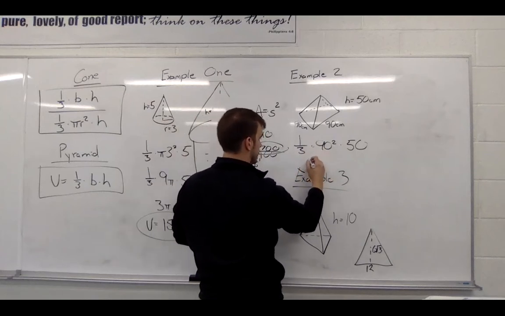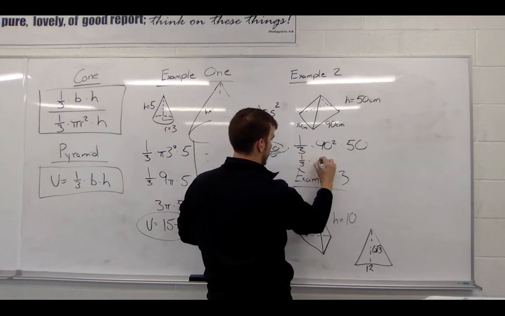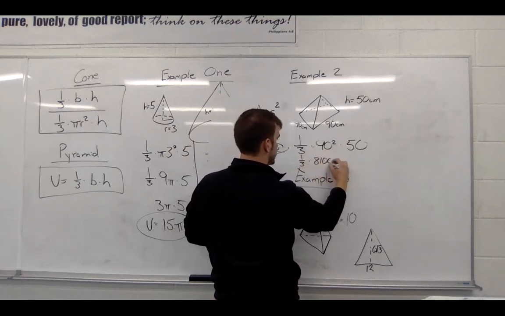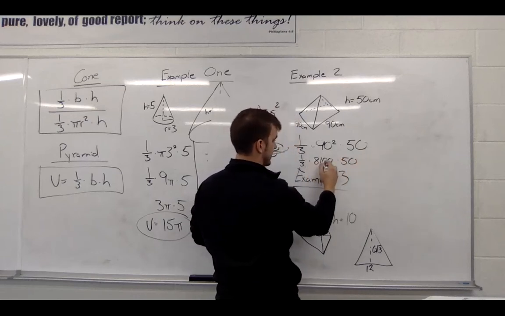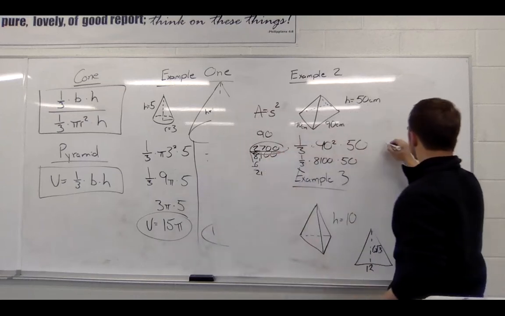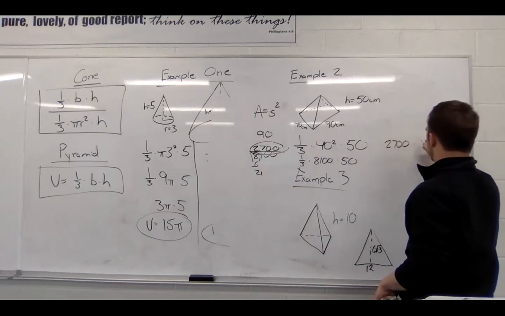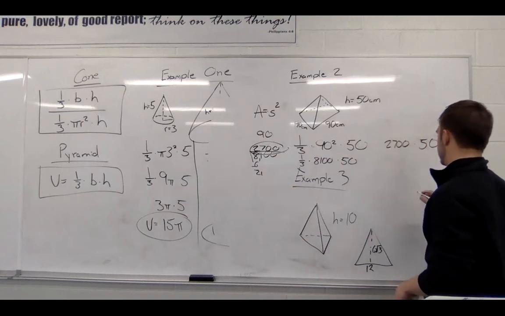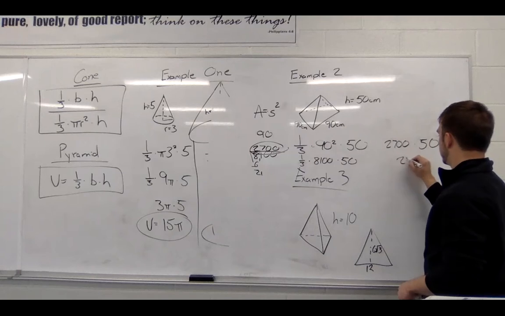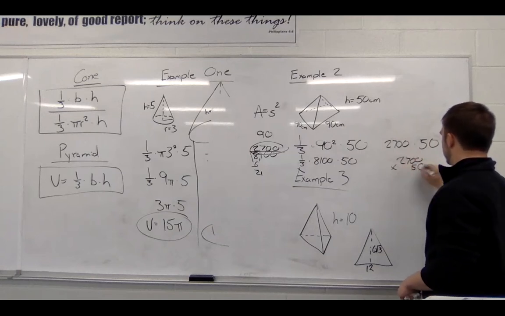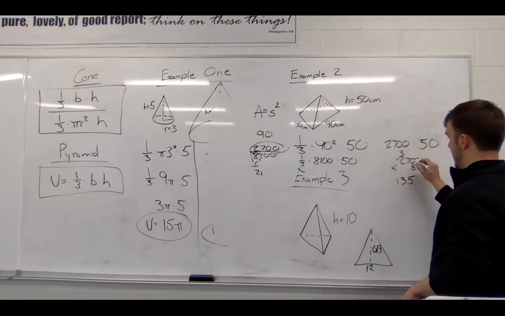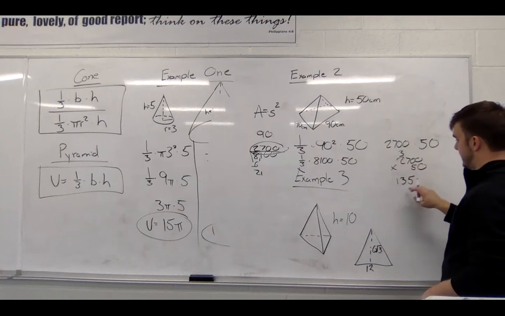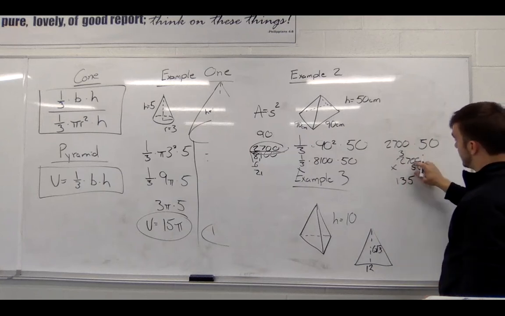So you have 1/3 times 8,100 times 50. Moving over to here, 1/3 times 8,100 is 2,700. So 2,700 times 50 is the next thing you have to do to figure out the volume. What I did there was 27 times 5 equals 135, and then you add the zeros.